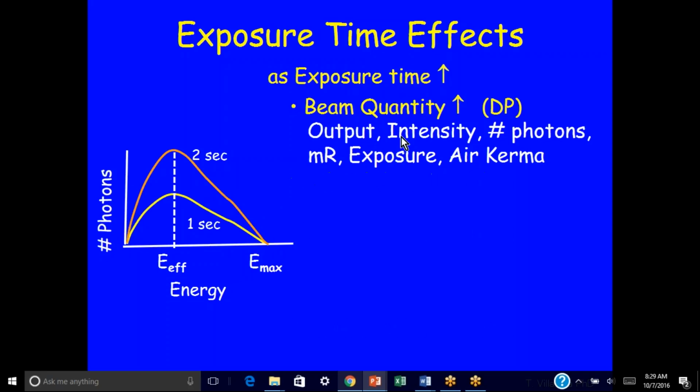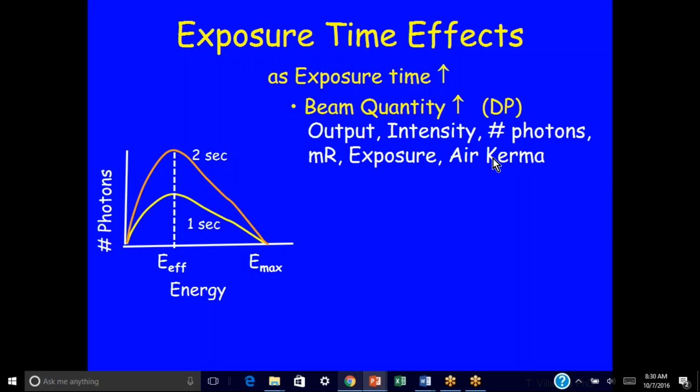And there are various synonyms that we can use. We can talk about the output of the unit. We can talk about the intensity of X-rays. We can talk about number of photons. We can talk about milliroentgens coming out of the tube. We can use the word exposure. Air Kerma, remember air Kerma?